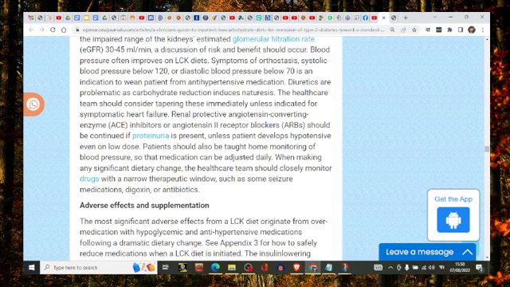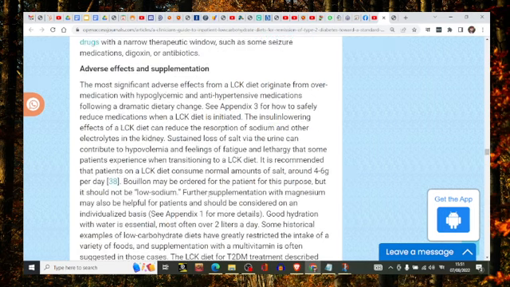Patients should also be taught home monitoring of blood pressure so that medication can be adjusted daily. When making any significant dietary change, the healthcare team should closely monitor drugs with a narrow therapeutic window, such as some seizure medication, digoxin, or antibiotics. Next section, adverse effects and supplementation.